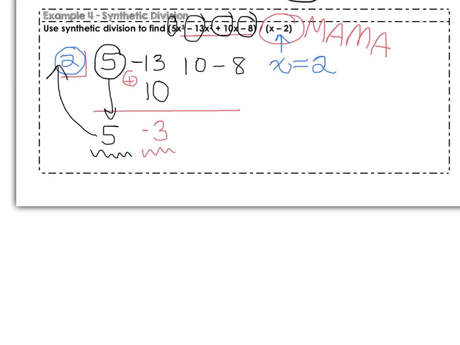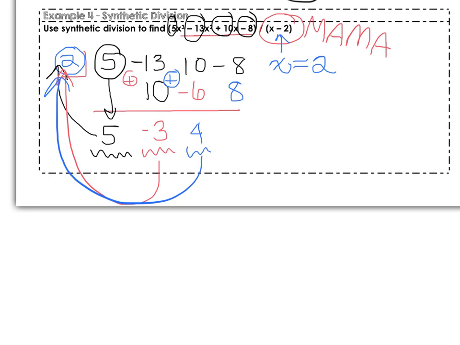Once again, I'm now going to multiply. So far we have an M and an A. Here comes another M. Negative 3 times 2 gets me negative 6. Now once again I'm going to add. So 10 plus negative 6 gets me 4. Now I'm going to take my 4, multiply, which gets me 8, and then I'm going to add, getting me 0.